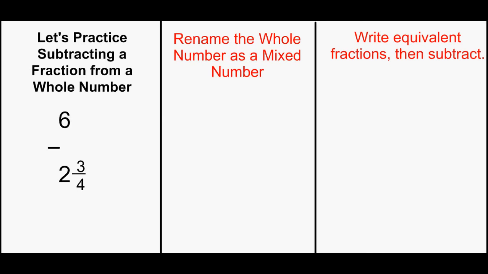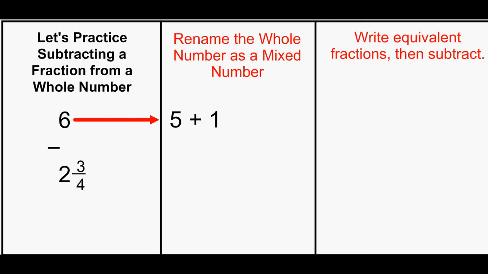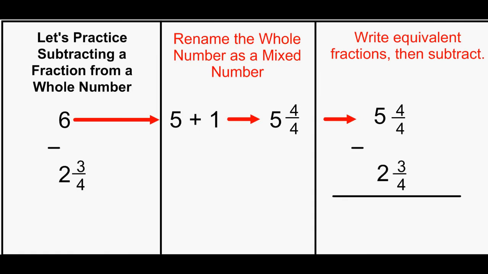I can rename it as 5 plus 1, and 1, which has many names, can be shown as 4/4. In this way, I have created a mixed number, 5 and 4/4, so it will be easy to subtract 2 and 3/4. I have set this up so that I will have a common denominator of 4ths.